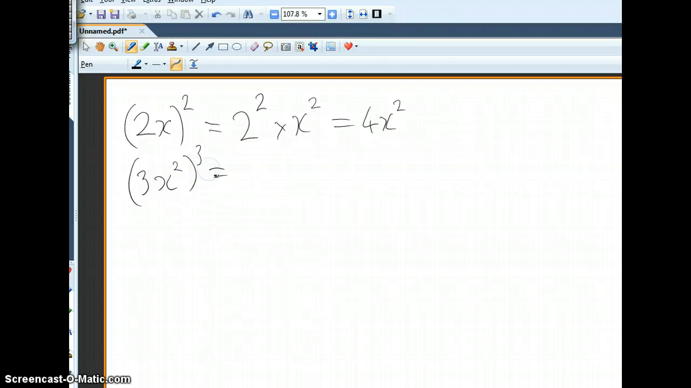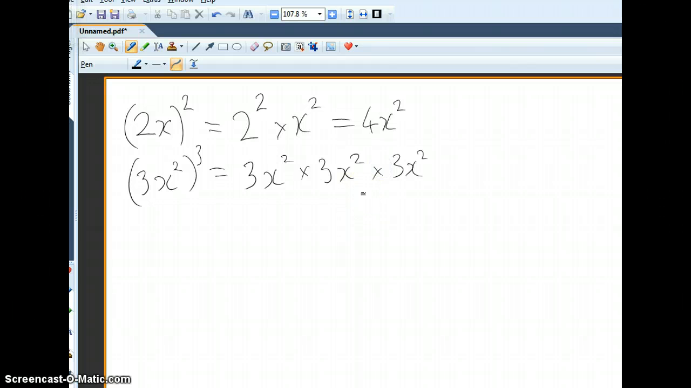So everything inside the bracket has to be written out 3 times. Once, twice, 3 times. Because that's what the cube means. Multiply it by itself 3 times. And everything's being multiplied together.